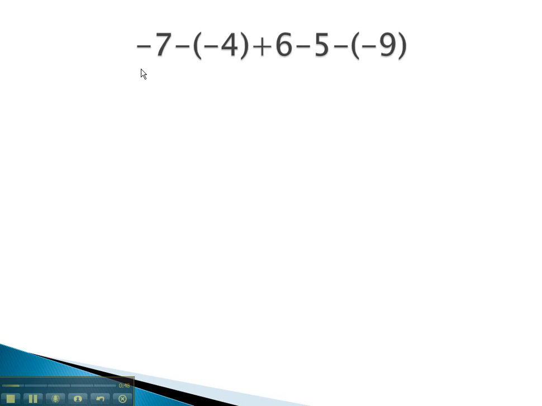-7 - -4 + 6 - 5 - -9 - -9. Starting with the first two numbers, we're going to not do subtraction, but instead add the opposite of -4, which is +4. We now have a -7 + +4, and we see the different signs, the negative is bigger, and to find out how much bigger, we subtract 7 - 4 to get 3. The rest of the problem is still the same, +6 - -5 - -9.